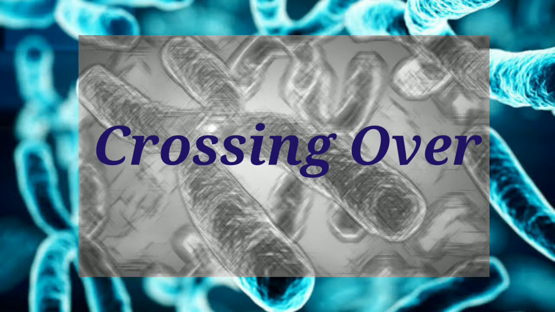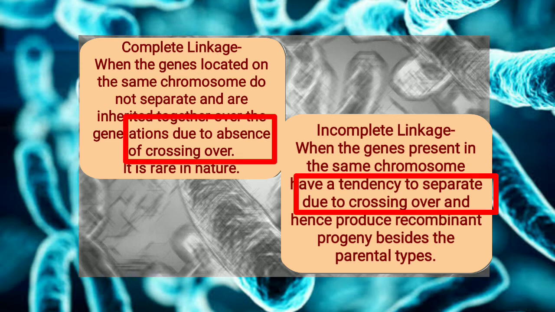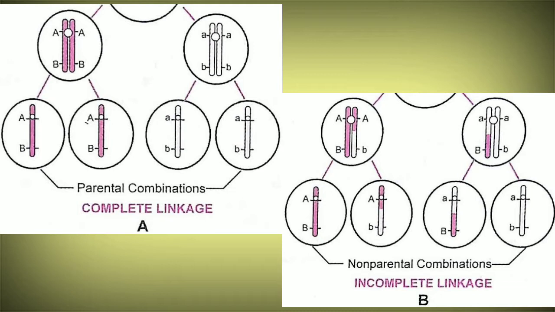The term crossing over was introduced while discussing the types of linkage. When crossing over takes place, we find incomplete linkage, and when there is no crossing over, then we find complete linkage. So this term crossing over has a relation with the inheritance of living organisms.